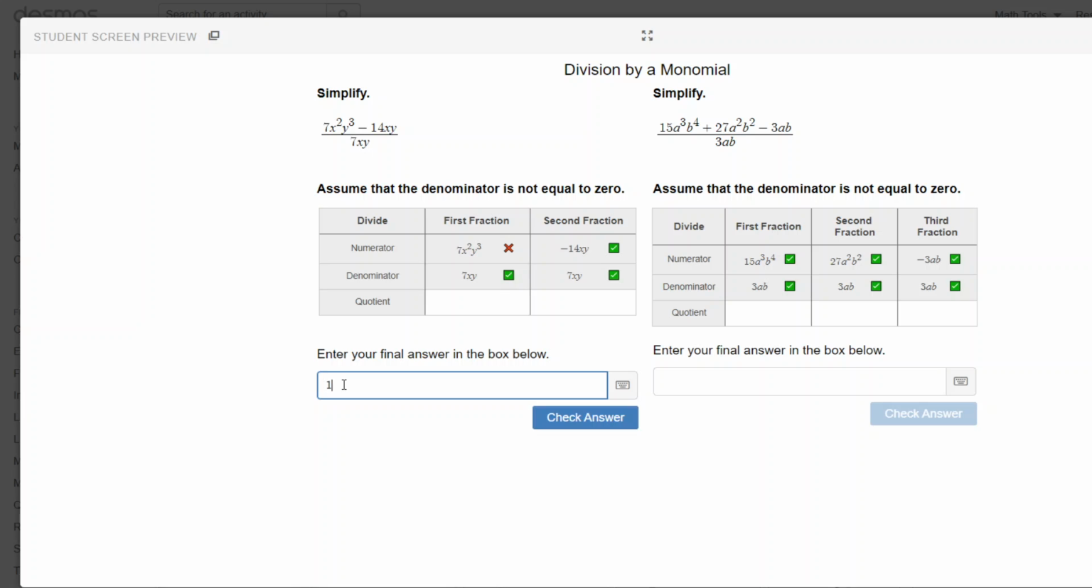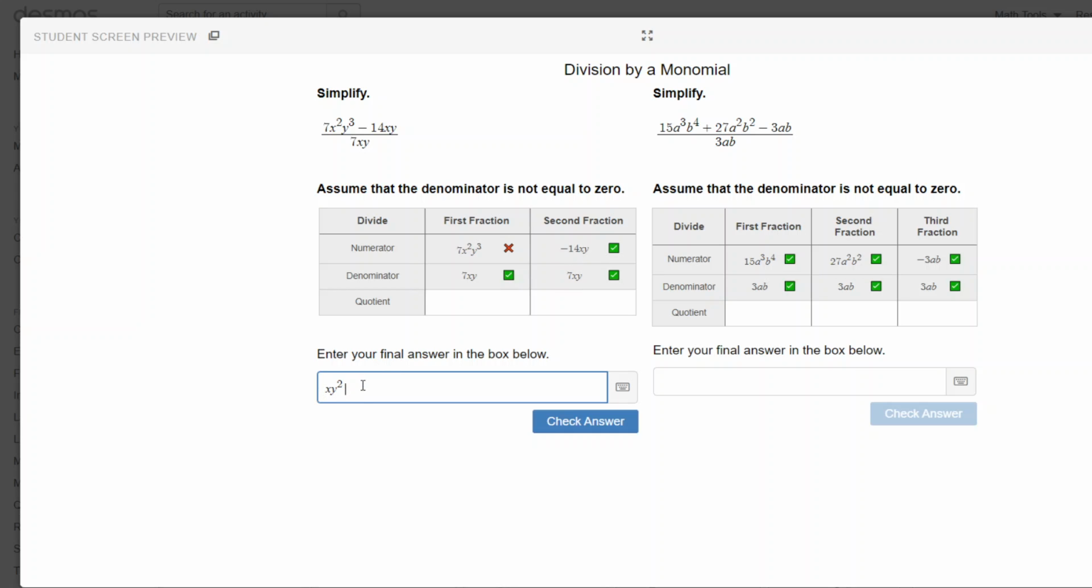So 7 divided by 7 is 1. X squared divided by x, if you subtract the exponents, 2 take away 1 is 1. So I'm just going to put x, I'm not going to put x to the power of 1. And 3 take away 1 is 2, so that would be y squared. And we don't really need the 1 here, so we'll just put xy squared. We know that that means the same thing. And, oops, I'm putting a plus in here.